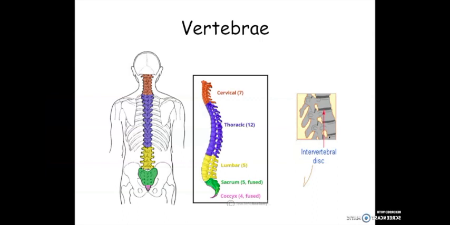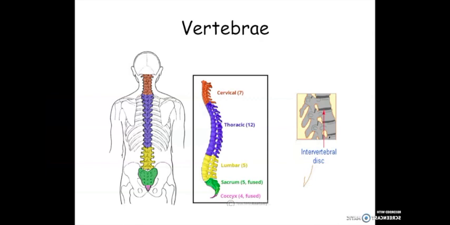Then you've got the main part of the spine, the really long bit running between your ribs, all the way from the top to the bottom of your ribs, the thoracic. Then you've got the lower part of your back, lumbar. Then above your pelvis, you've got the sacrum. And then the last bit, towards the top of your bum, you've got the coccyx.